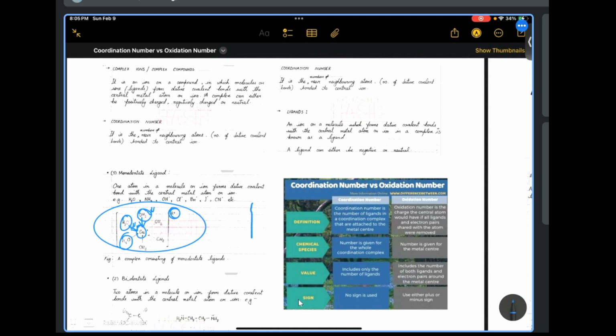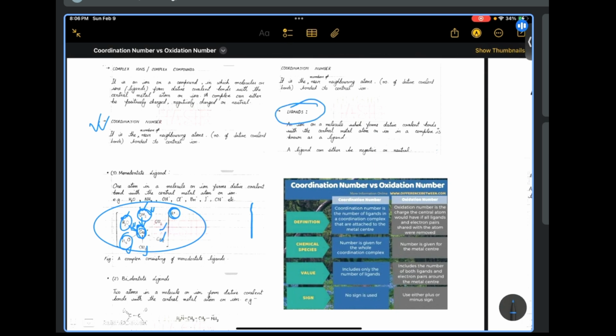Okay. Now let's go through this coordination number. The coordination number is the number of dative covalent bonds bonded to the central ion. So for this copper, it has formed dative covalent bonds with how many ligands? It has formed dative covalent bonds with 1, 2, 3, 4, 5, 6. So it has a coordination number of 6. Done.